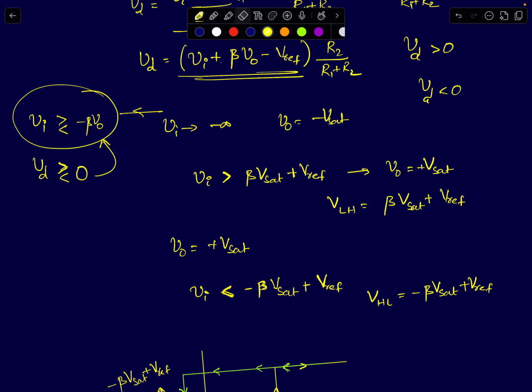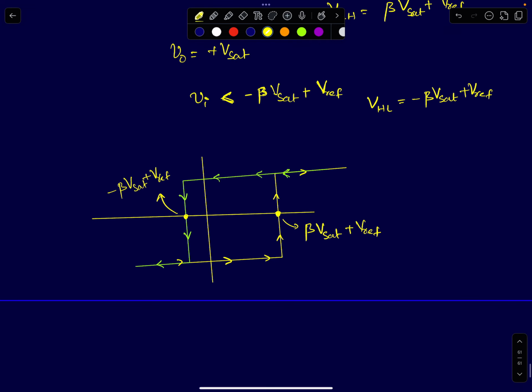Okay, now instead of this, the transition happens at a point minus beta V0 plus Vref. So I've added a fixed offset voltage to the characteristic. So that's what I've shown here. Okay, so by adding a fixed offset voltage, I can realize asymmetric threshold voltages.